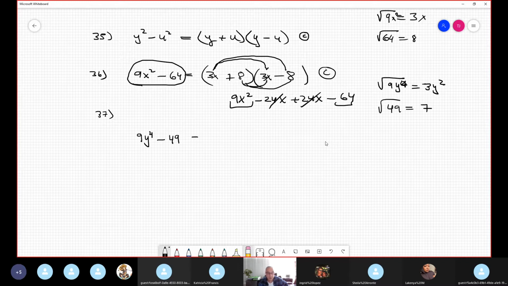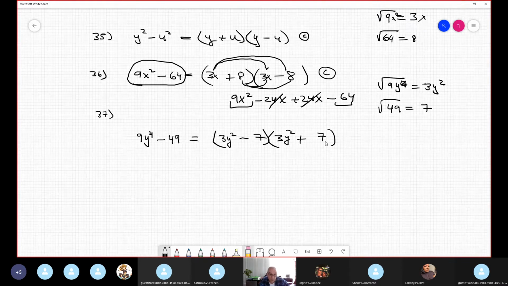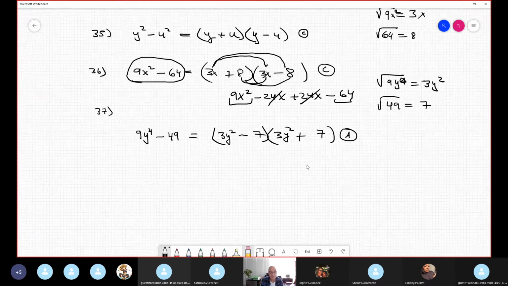Okay, so we have two parentheses. 3y squared, 3y squared, 7, plus or minus. Either way, you put plus or minus in either. It's option A, obviously, written in a different way, but it's the same option. This is 37, now 38. Everyone follows me, right?